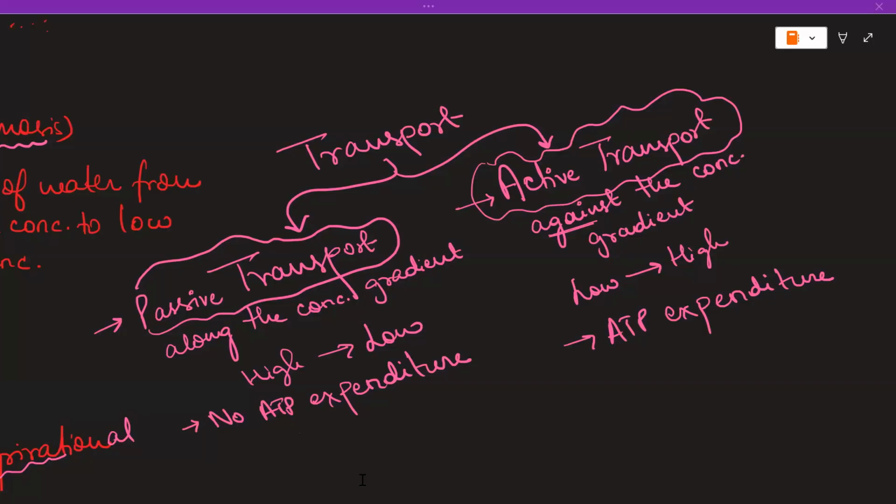What is that, passive transport along the what? Along the concentration gradient. Along the concentration gradient means from a region of high to low concentration. Against the concentration gradient means from low to high. Clear? Yes, ma'am.